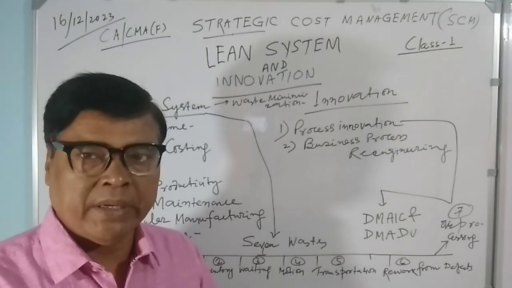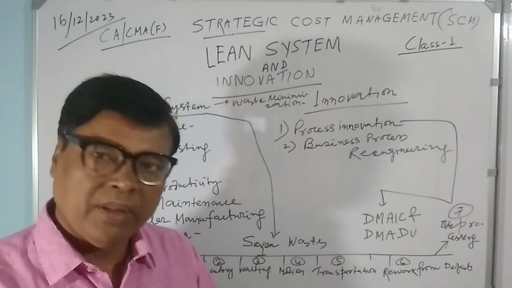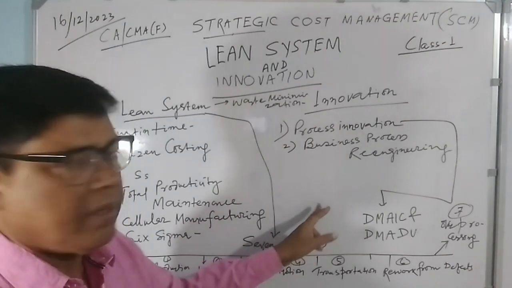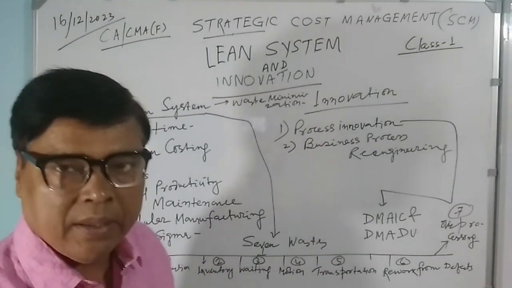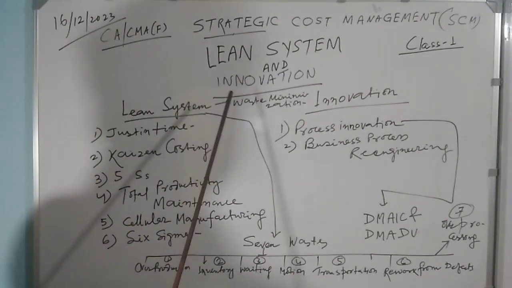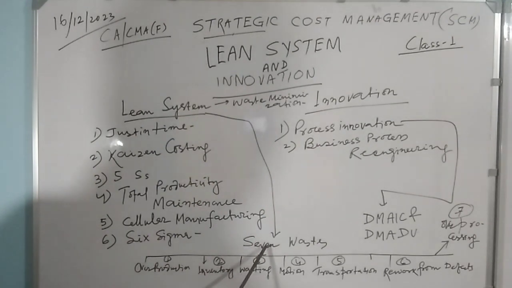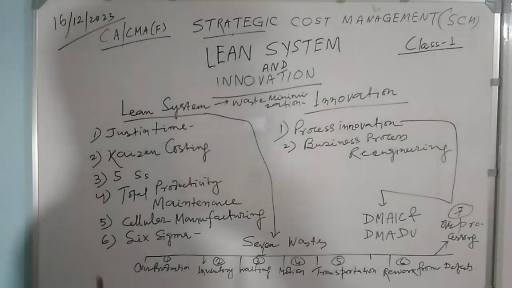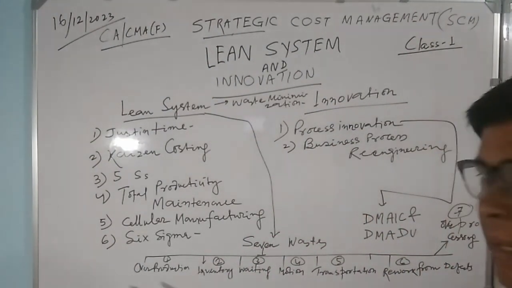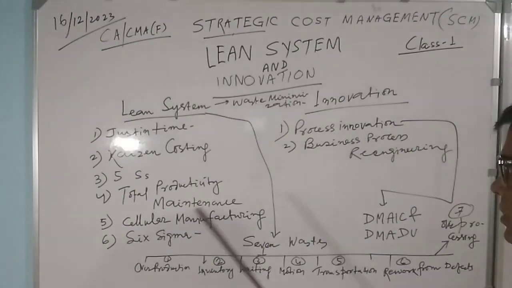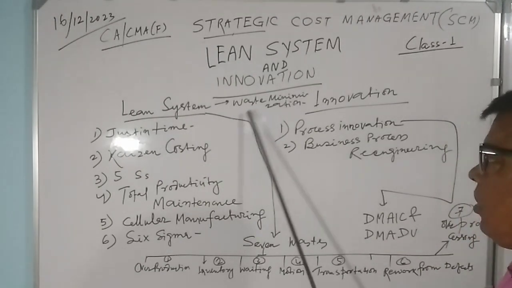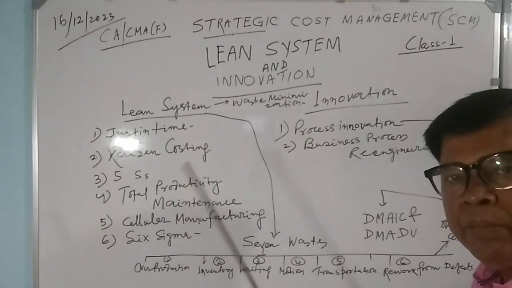First of all, we should understand what lean is. That lean concept you are to apply in your business organizations. Then what does that lean system tell? Whatever wastages there are in the different processes of production, you are to reduce. The basic idea of lean system is waste minimization.